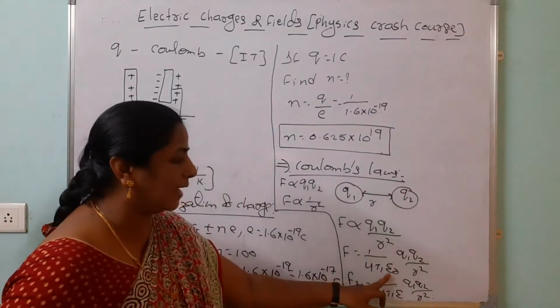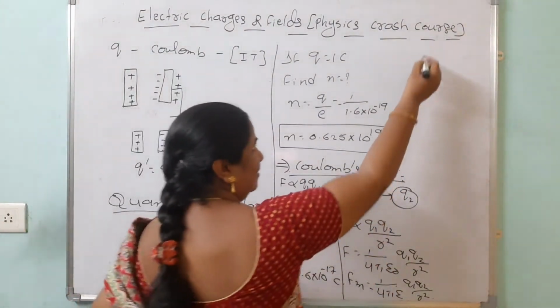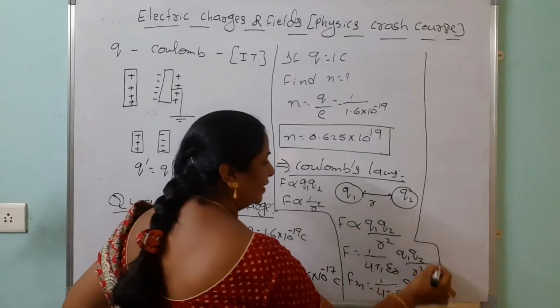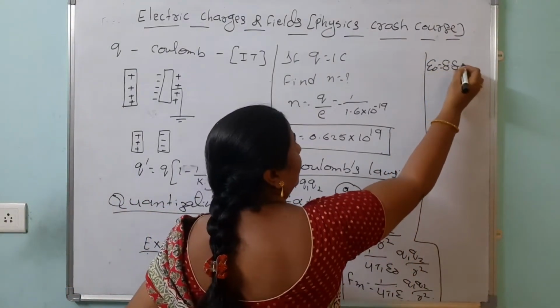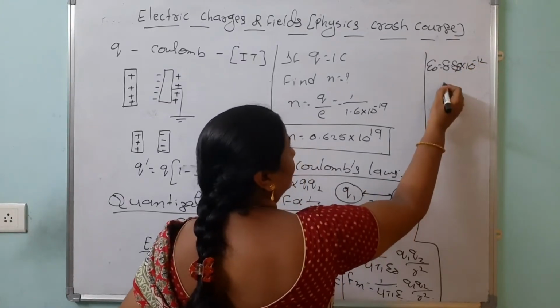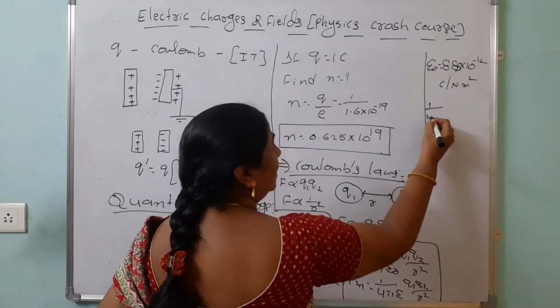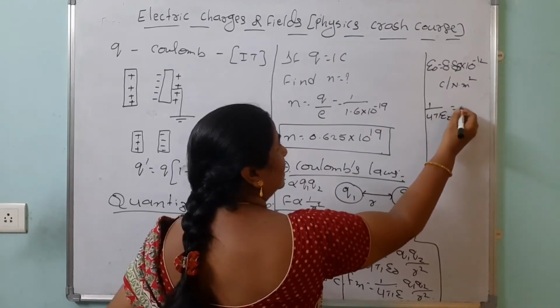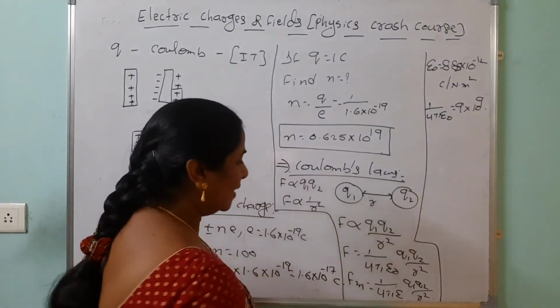This epsilon naught is the permittivity of free space. You should remember these values also. It is very important for calculations. Epsilon naught equals 8.85 into 10 to the power of minus 12 Coulomb square per Newton meter square. Then 1 by 4 pi epsilon naught value is 9 into 10 to the power of 9. So this is about the force.